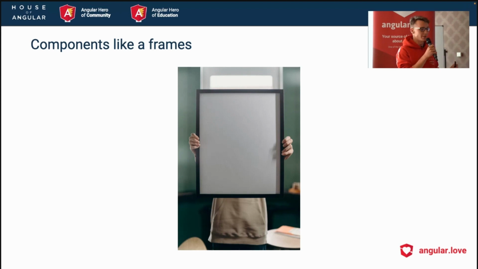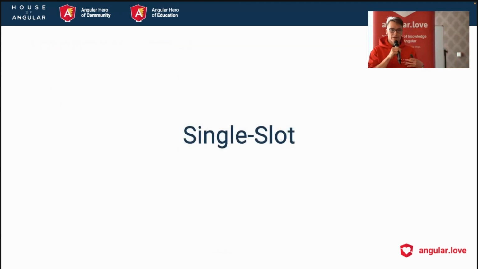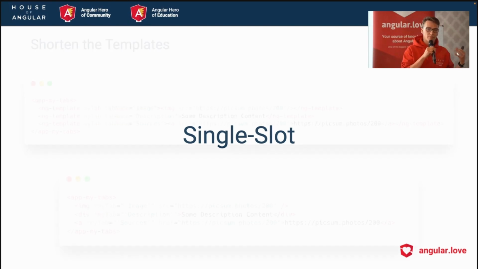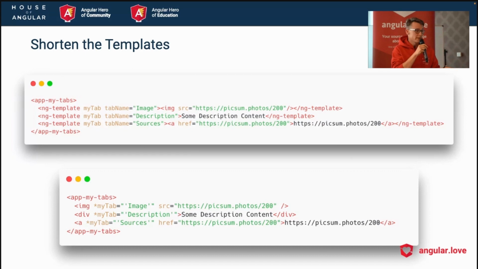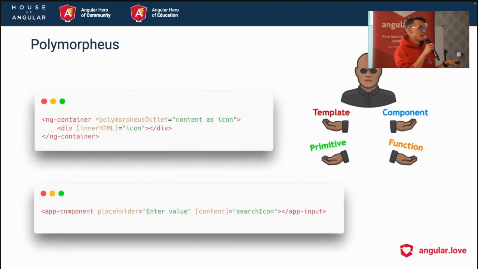This frame is empty. It's like a blank page. Okay, so now we are going to change the implementation that I showed you. We have our content with our directive, and we just simply got rid of this template part. It can be everything: a template, a component, primitives, and something like functions.